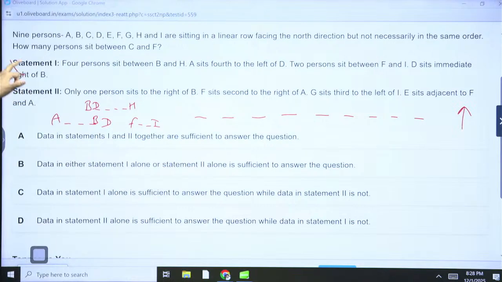So 1 alone is not sufficient. You have to deduce right away. If 1 alone is not sufficient, so this is gone. And this is also gone. Okay. Now either 2 alone or both together are sufficient to answer the question.